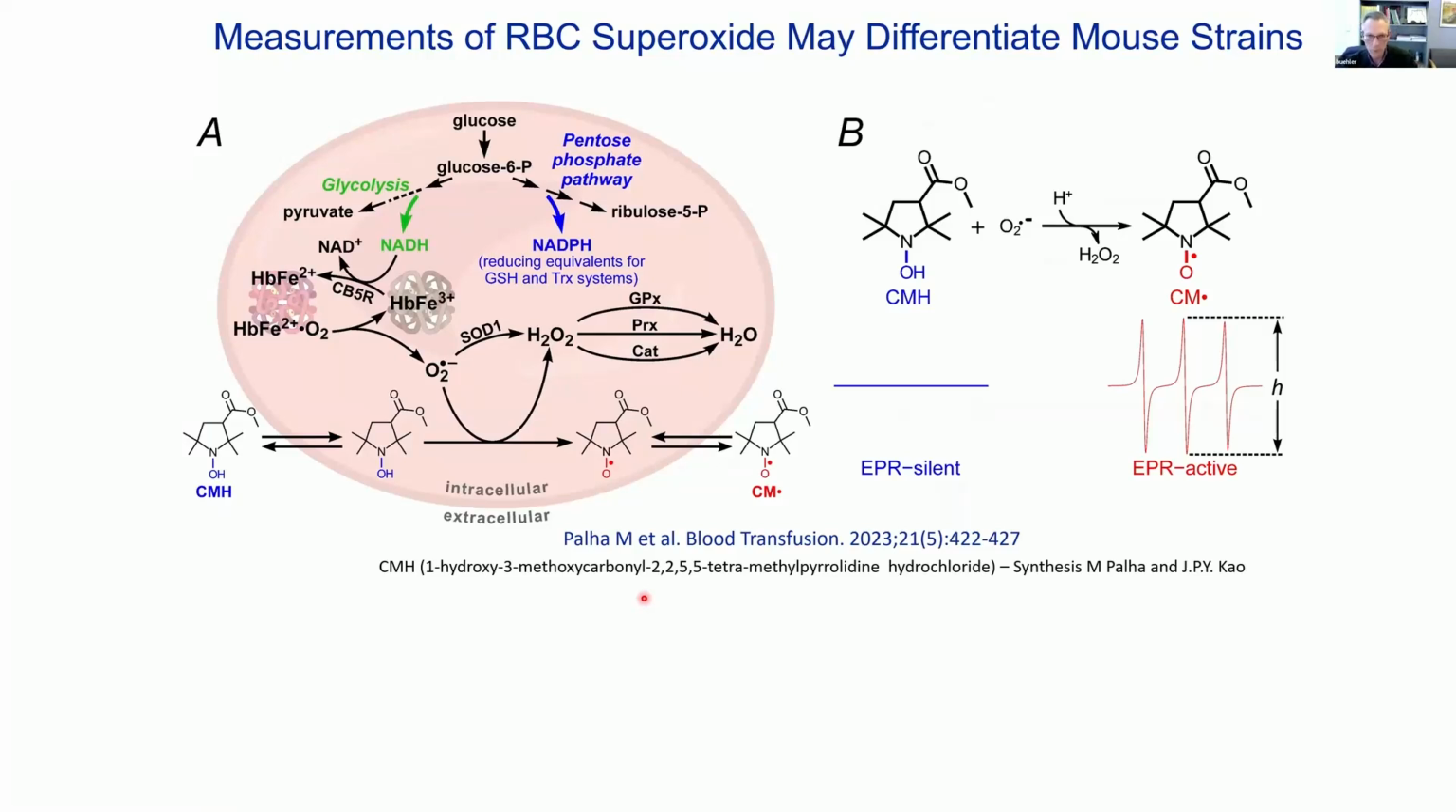And if you consider very basic functions within the red cell, particularly those within glycolysis and the pentose phosphate pathway, in glycolysis you have production of NADH, whereas in the pentose phosphate pathway you have production of NADPH.